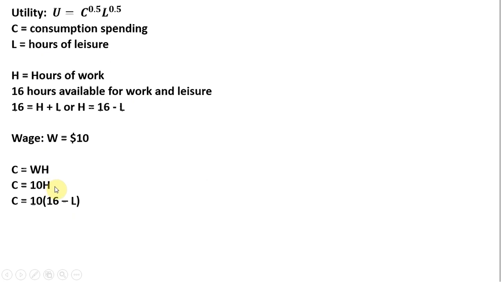So substituting in for W, consumption spending equals 10 times hours of work. And the next thing we're going to do, another substitution, hours of work is just 16 minus L, so I'm going to plug that in over here and then simplify. This gives us the person's budget constraint. Consumption equals 160 minus 10 times L, where L is hours of leisure. So we're ready to maximize utility.